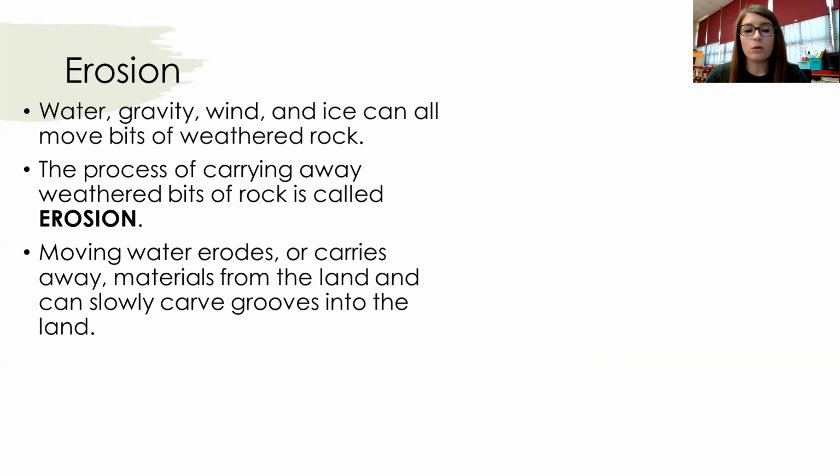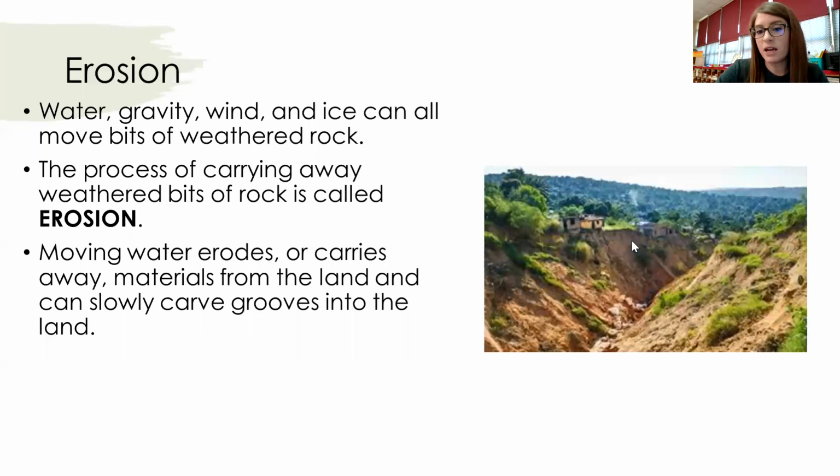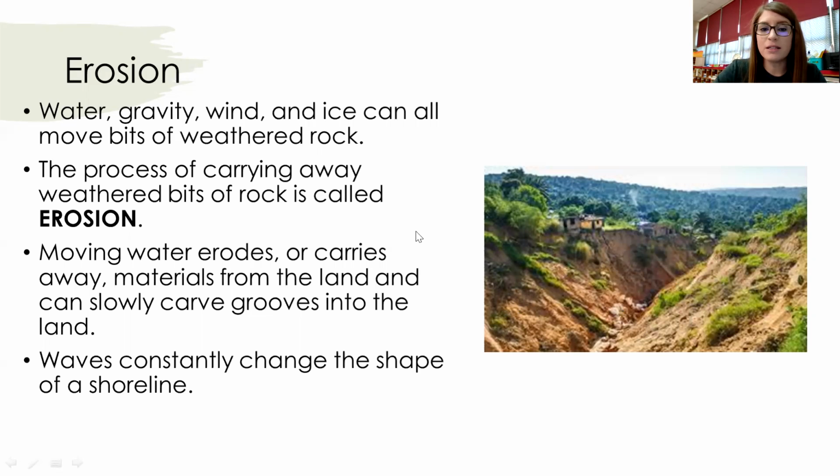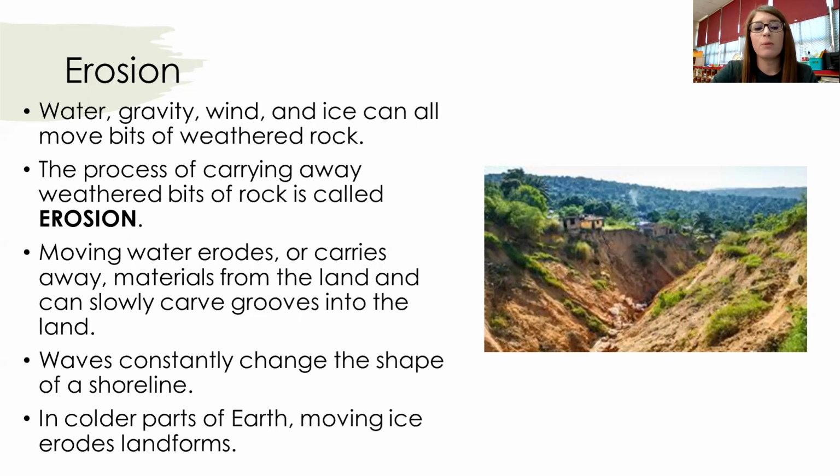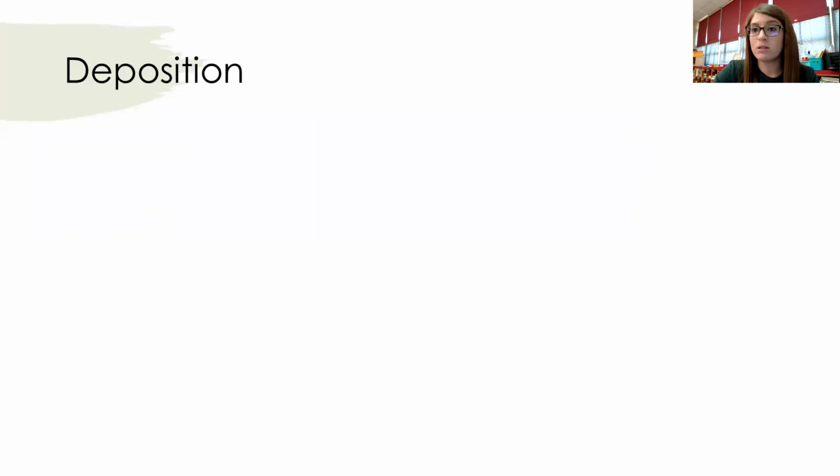Moving water erodes, or carries away, materials from the land and can slowly carve grooves into the land as a result. So just like here, the sides of this have eroded away over time, and now there is a large groove in the land that wasn't once there. Waves are constantly changing the shape of the shoreline as well. In colder parts of the earth, moving ice erodes landforms, so glaciers can move or change landforms as well.